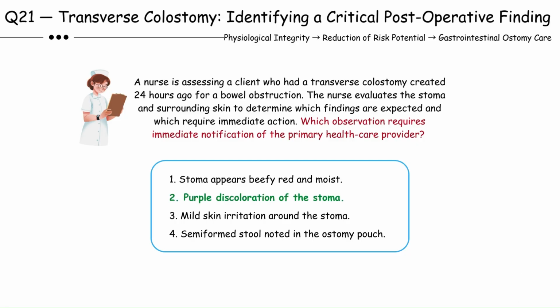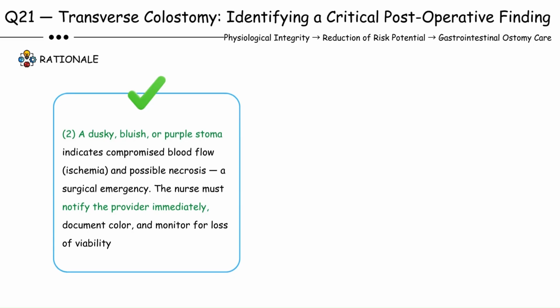The correct answer is option 2, purple discoloration of the stoma. Let's look at the reasoning behind that choice. A stoma should normally look beefy, red, moist, and slightly edematous in the first few days after surgery. When the stoma turns dusky, bluish, or purple, that means blood flow is compromised. We call this ischemia. If ischemia continues, the stoma can become necrotic, and that is a surgical emergency. So, a purple stoma requires immediate provider notification, documentation of the color and findings, and close monitoring.